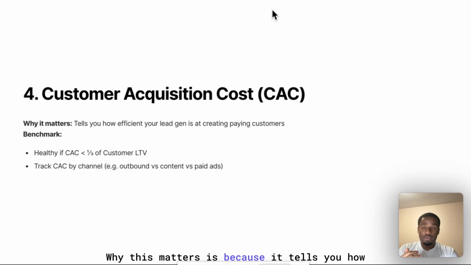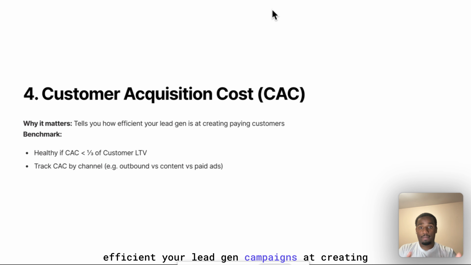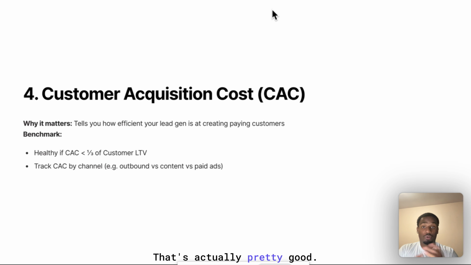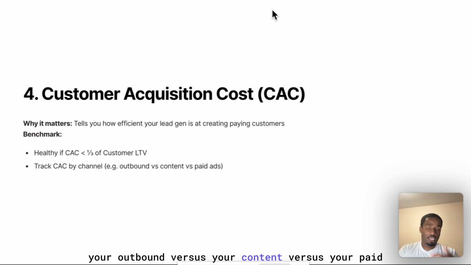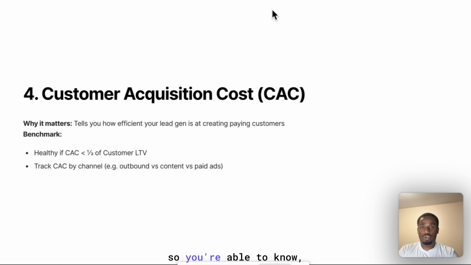Number 4 is customer acquisition cost, AKA your CAC, right? Why this matters is because it tells you how efficient your lead gen campaigns are at creating paying customers. If your healthy CAC is actually one third of your customer's LTV, that's pretty good. That's really good, right? So track your CAC by channel, your outbound versus your content versus your paid ads or whatever, so you're able to know how much it costs to acquire.